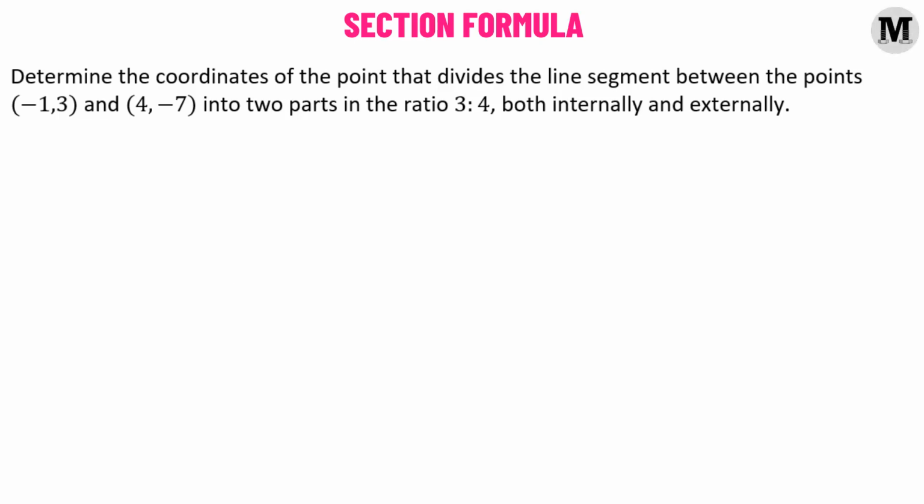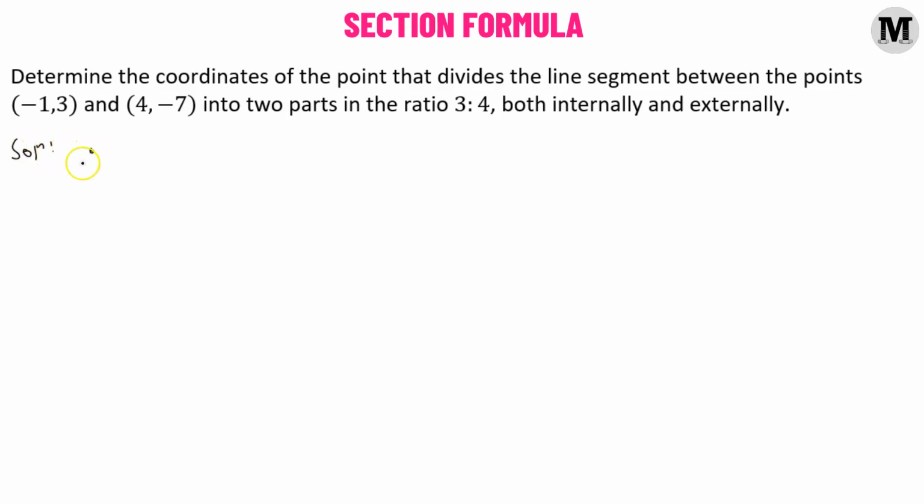Determine the coordinates of the point which divides the line segment between the points (-1, 3) and (4, -7) into two parts in the ratio 3:4, both internally and externally. Let us begin.